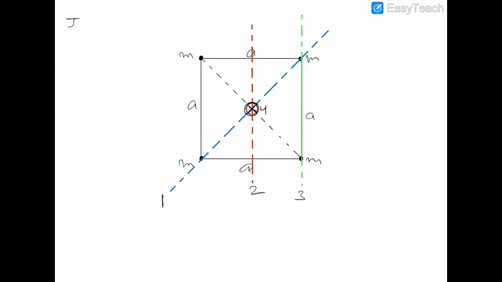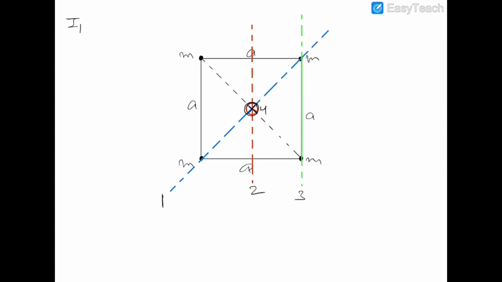So first of all, the moment of inertia of the system about this first axis. You can see that this first axis is passing through this mass m and m. So the moment of inertia of m and m would be 0, but the moment of inertia of this m and this m would be non-zero, and the value of moment of inertia for each one of them would be the same about this axis 1.